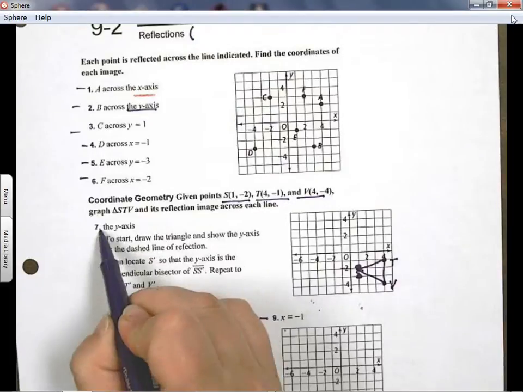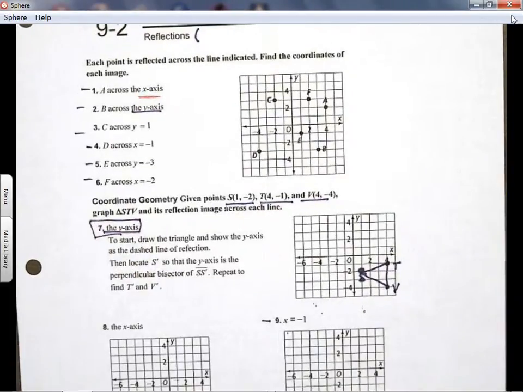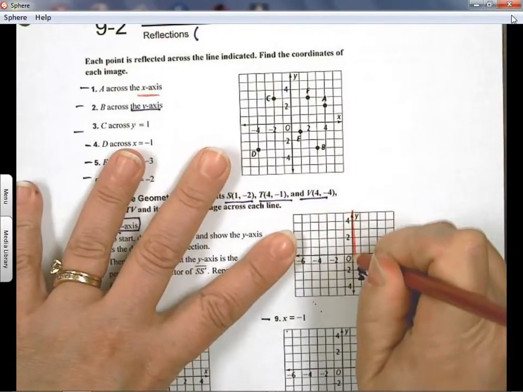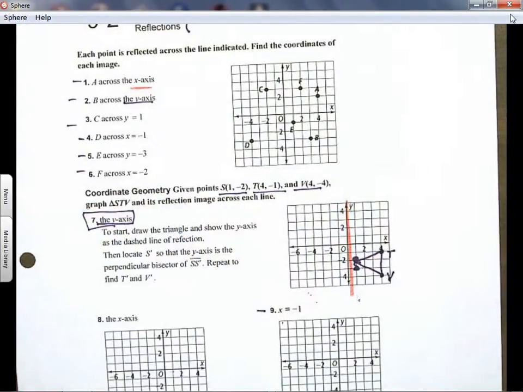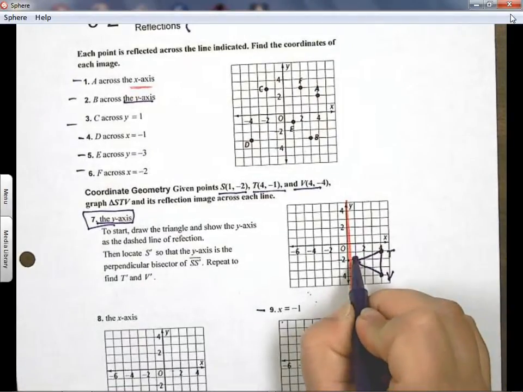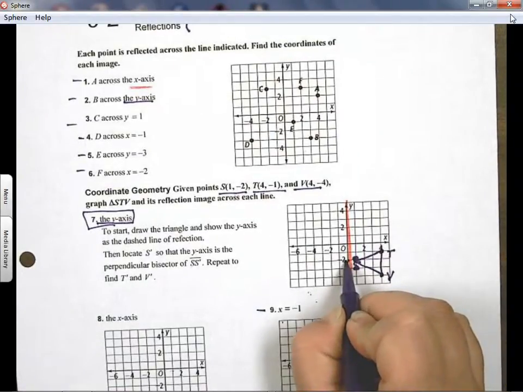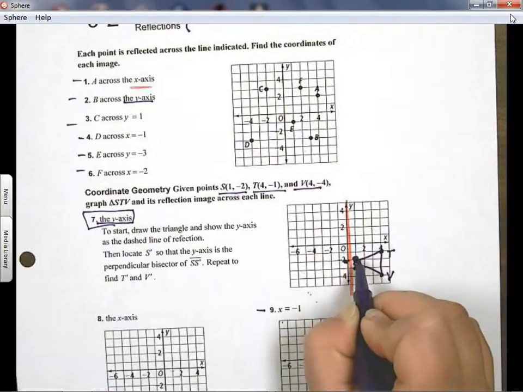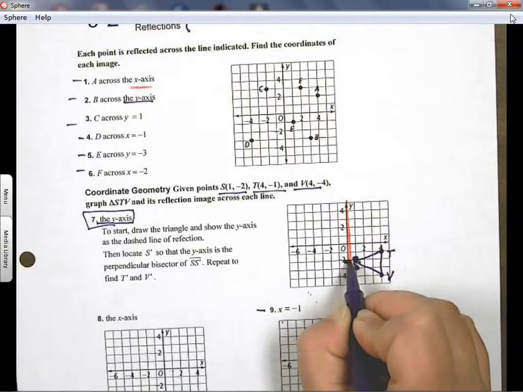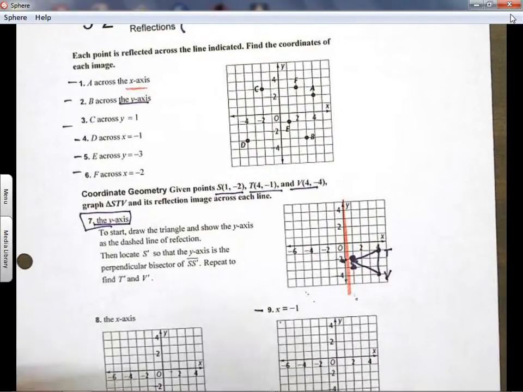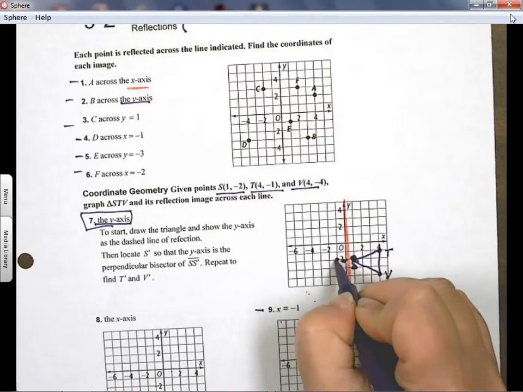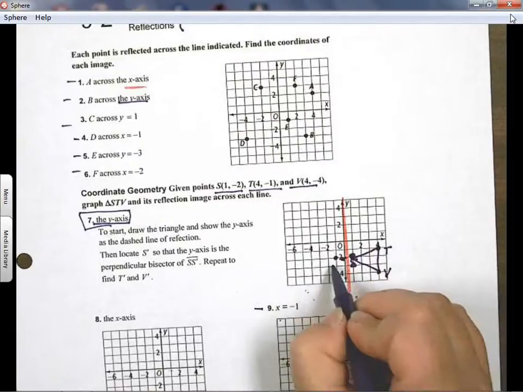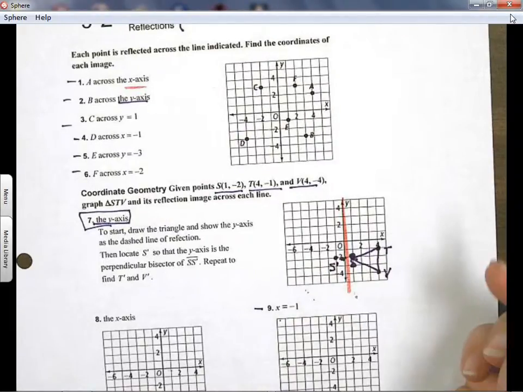Now in this one, they want me to reflect it across the y-axis. Well, where is my y-axis? Right here. So I'm going to say, how far is S from my y-axis? Well, X is +1 there. I'm going to go 1 to the right. So in order for me to find where it's going to be on the other side of that line, I've got to go 1 to the left of that line. Now I stay on the same line it's on because I'm going straight across. So this is S image.